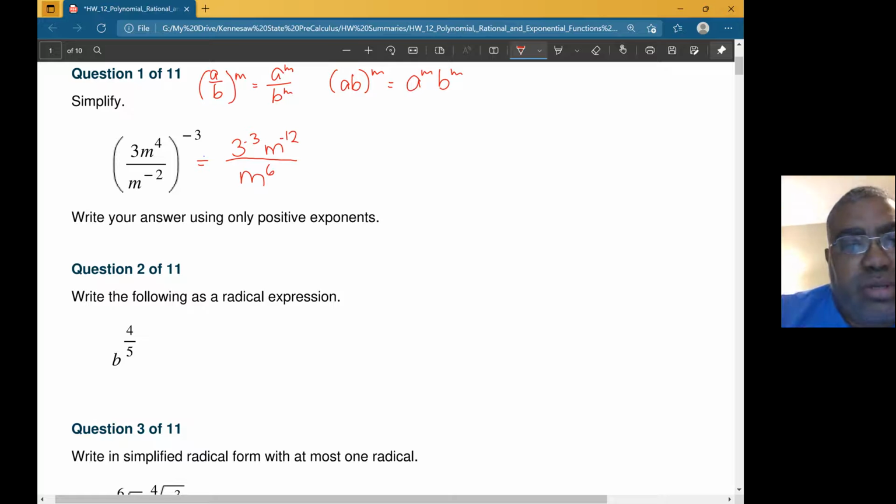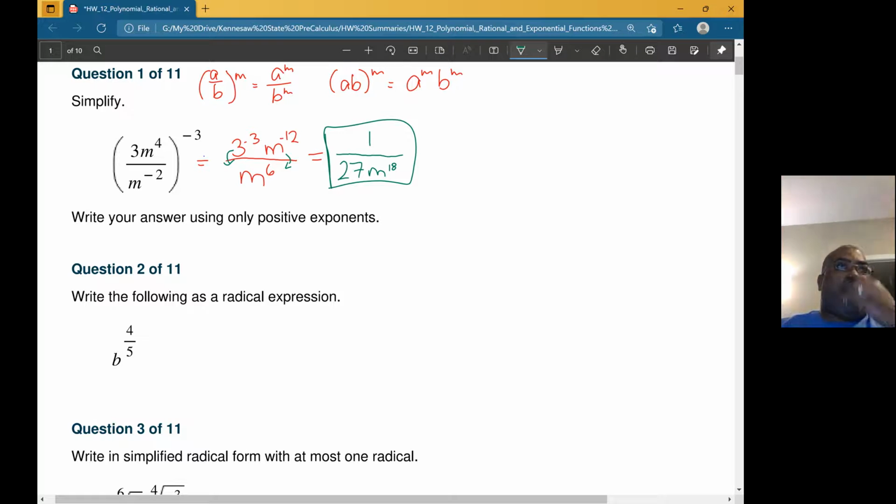Okay, so a little bit of math. 3 to the negative third is 1 over 3 to the third. So this goes down to the denominator. And so does this. But this combines with that. So all that stuff in the denominator, the numerator is 1. 1 over 3 cubed. 3 cubed is 27. And then m to the 12th times m to the 6th is m to the 18th. And that's my answer. We like problems like those.